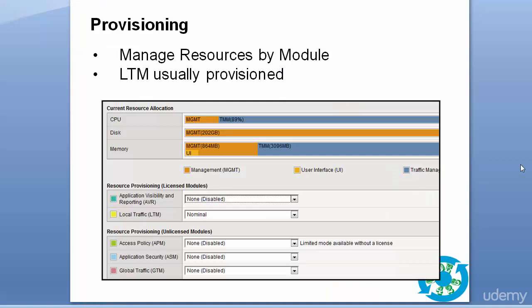Provisioning gives you some control over the resources, both CPU and RAM, which are allocated to each licensed module. Depending on your available resources, you may have to reduce the allocation resources of a GTM to its minimum while allocating more resources to the LTM.